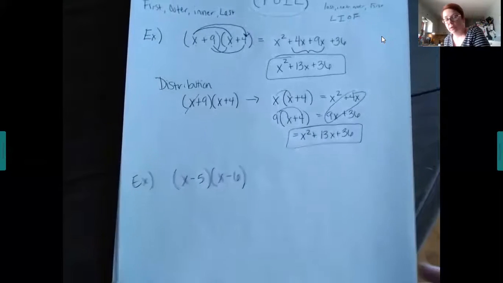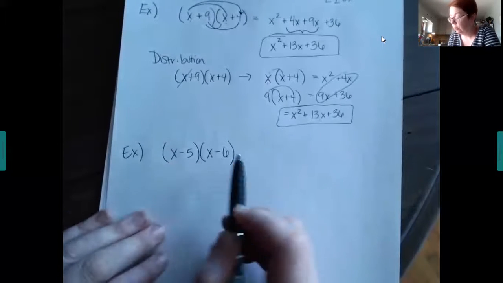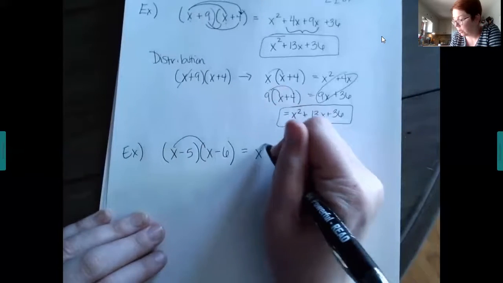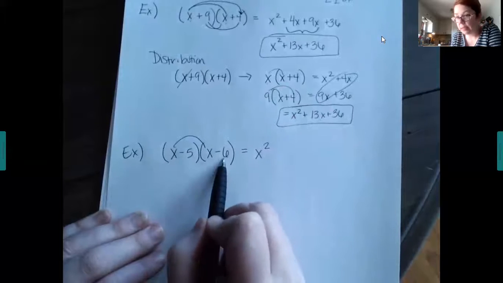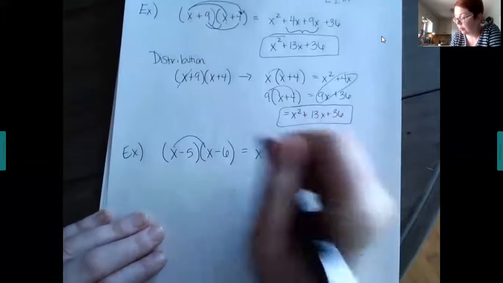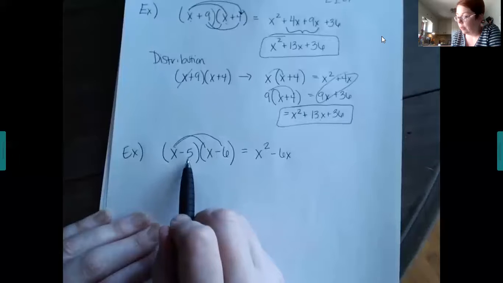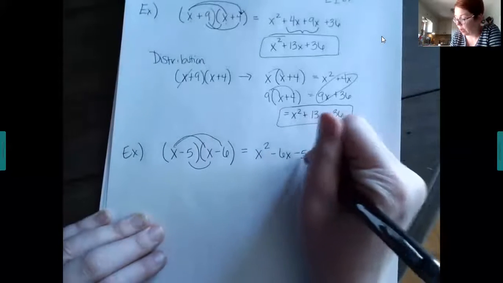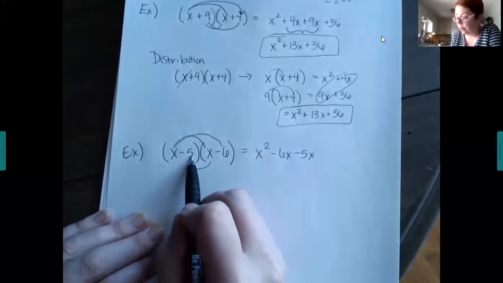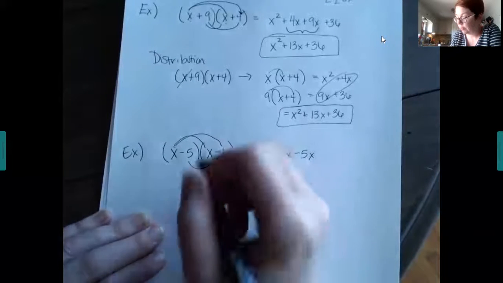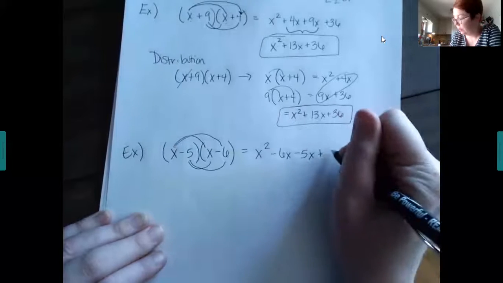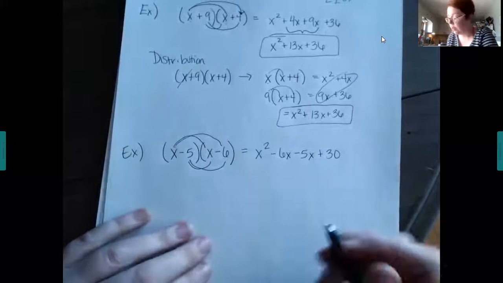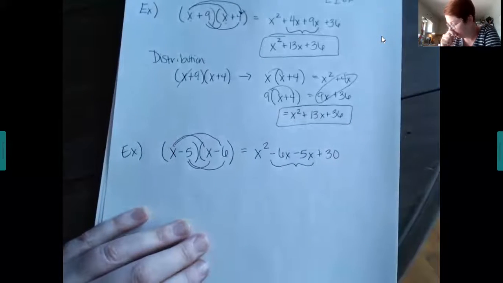Okay. So when we multiply these two, this is where you just got to be careful. We know x times x equals x squared. X times a minus 6 will be a minus 6x. Minus 5 times an x will be a minus 5x. And then a negative 5 times a negative 6 becomes a positive. All right. And again, we see that our two middle terms are the same, or they're alike, I should say.